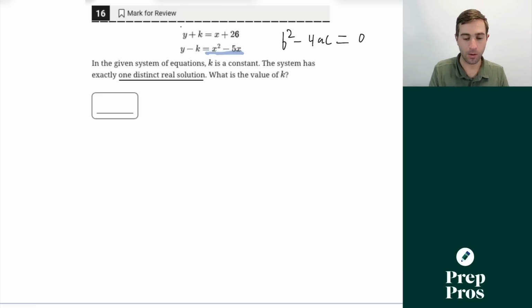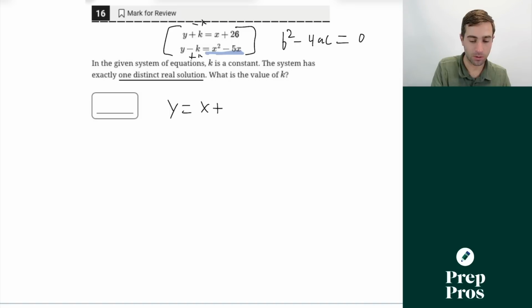And in this case, if we have one distinct real solution, it has to be equal to 0. Now, what we always want to do when we get questions like this with the system of equations having one real solution, is start by setting them both as y equals. So that means we're going to subtract over the k here, and we're going to add over the k here. That is going to give us that y is equal to x plus 26 minus k, and y is equal to x squared minus 5x plus k.